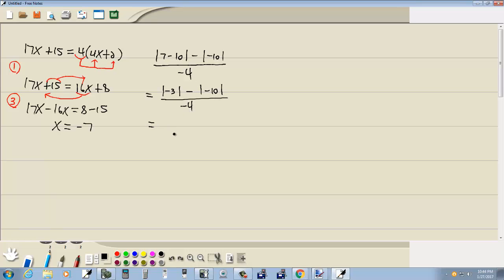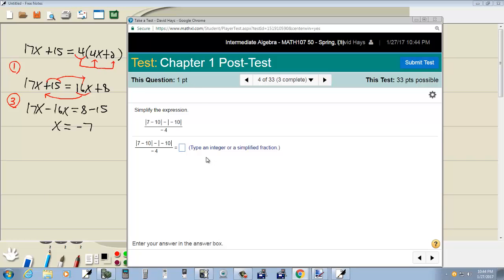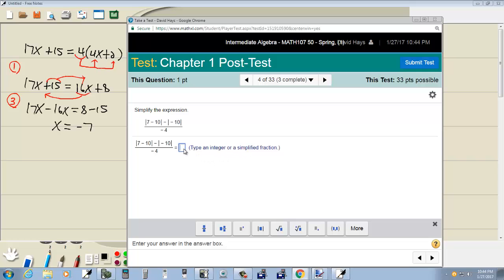Now, absolute value's only purpose in life is to make whatever's inside positive. So absolute value of negative 3 is 3. This minus carries down. And absolute value of negative 10 is 10 over negative 4. 3 minus 10 is negative 7 over negative 4, which gives us 7/4. Negative divided by negative is positive. Type an integer or simplified fraction. So 7/4.